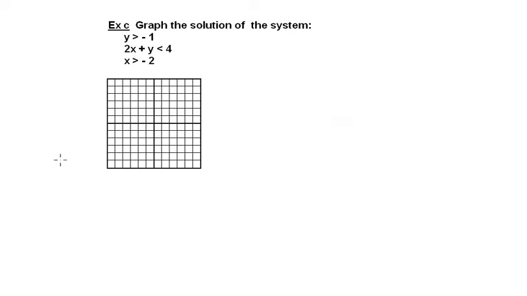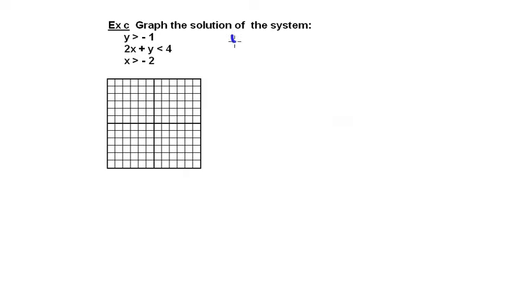Once we've graphed a system of 2 inequalities, there's nothing to stop us from graphing a system of 3 or even 4 inequalities, except the number of colors that we have. So let's take a look at this system over here. We have 3 inequalities, and let's graph the first inequality as if it were an equation.